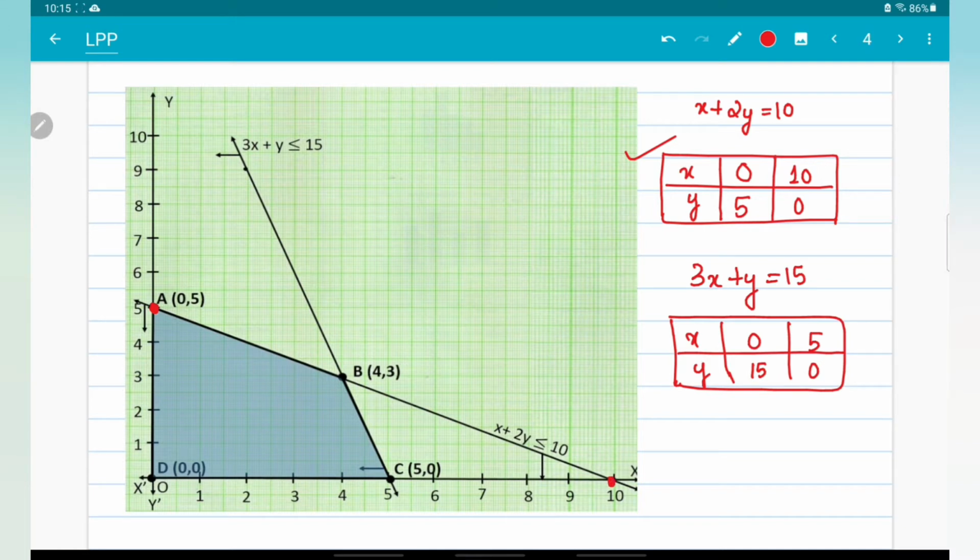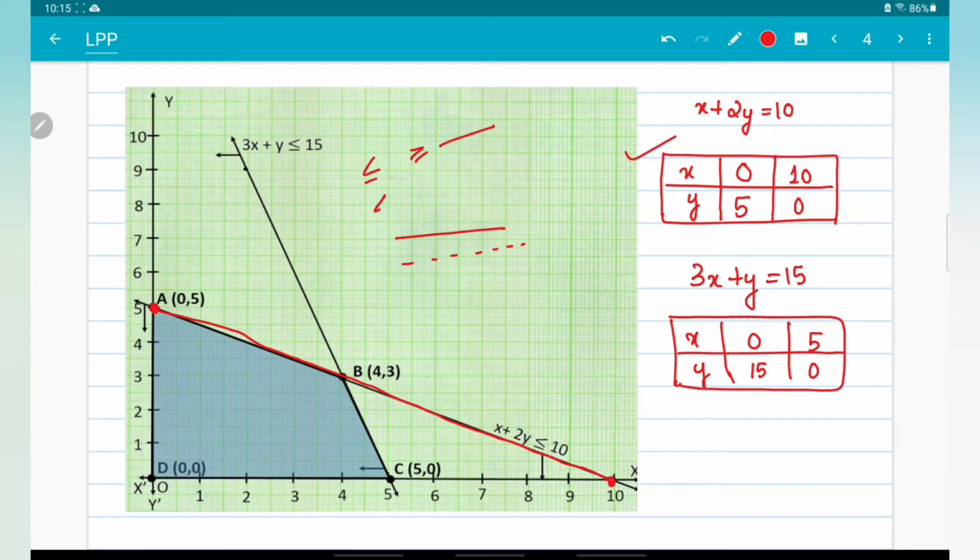These are my 2 points, and now I'm going to draw a line joining these 2 points. This is what I've drawn over here. That is the line. Now whether this line should be a straight line or a dotted line depends upon the inequality sign. Suppose you have the sign greater than equal to, or less than equal to. When you have the equal to symbol, then you're going to draw a straight line.